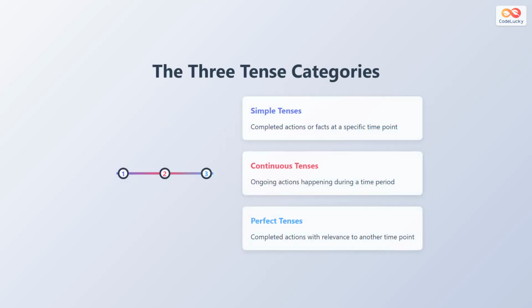There are three main categories of tenses. First, simple tenses describe actions that are completed at a specific point in time. Second, continuous tenses, also called progressive tenses, describe actions that are ongoing during a time period. Third, perfect tenses describe actions that have been completed with relevance to another point in time. These three categories apply to the past, present, and future.